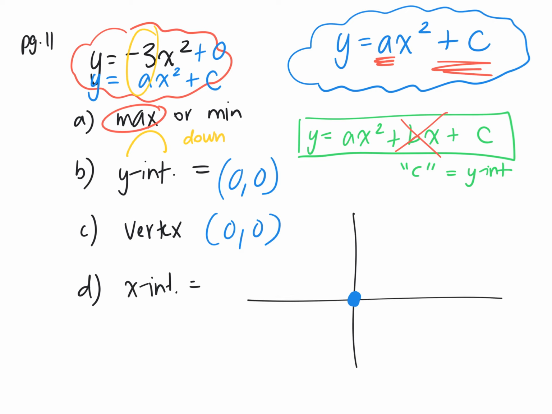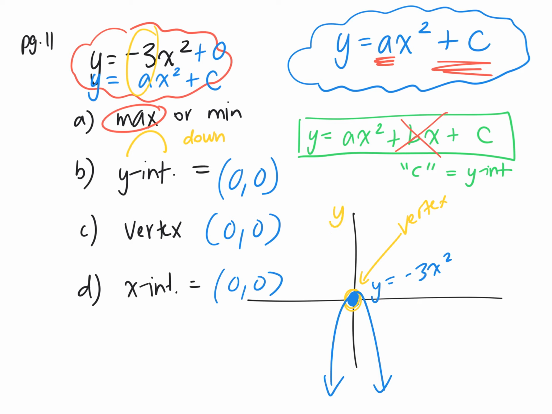If the y-intercept is here at 0, 0, well, where does the x-intercept have to be? Also at 0, 0, right? Because the parabola looks like this. Negative 3x squared. The vertex is at 0, 0, the y-intercept is at 0, 0, and the x-intercept is at 0, 0. Once we start adding or subtracting a value at the end, then the vertex is going to change.